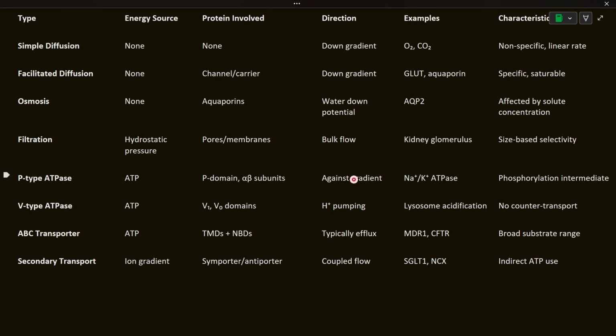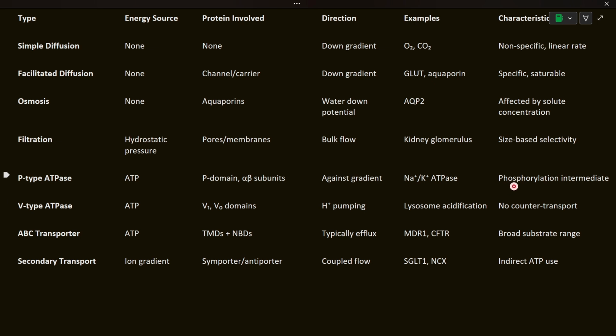P-type ATPases could move any type of molecules depending upon which type of pump it is. For example, the sodium potassium ATPase does the 3 sodium efflux and 2 potassium influx, right? But V-type ATPases are also known as proton pumps because they only pump hydrogen ions. They only maintain the proton gradient. Okay, so this helps in lysosomal acidification and in neurotransmitter uptake in synaptic vesicles, right? So this is how the V-type ATPases are important.